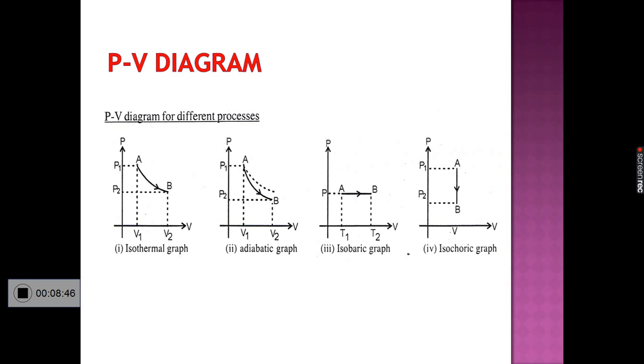And look at the fourth diagram, isochoric process. It is a straight line parallel to y-axis. Pressure changes but volume remains constant. Here the arrow represents there is a decrease in pressure at constant volume. So temperature will decrease, because the equation for isochoric process is P by T equal to a constant, or P is proportional to T.